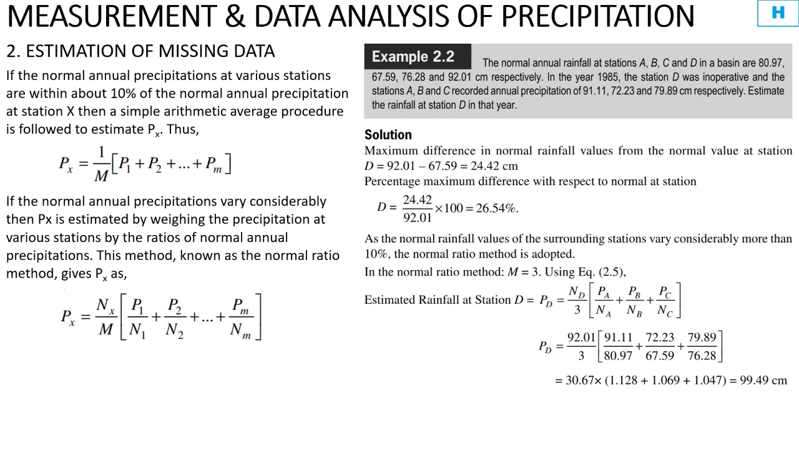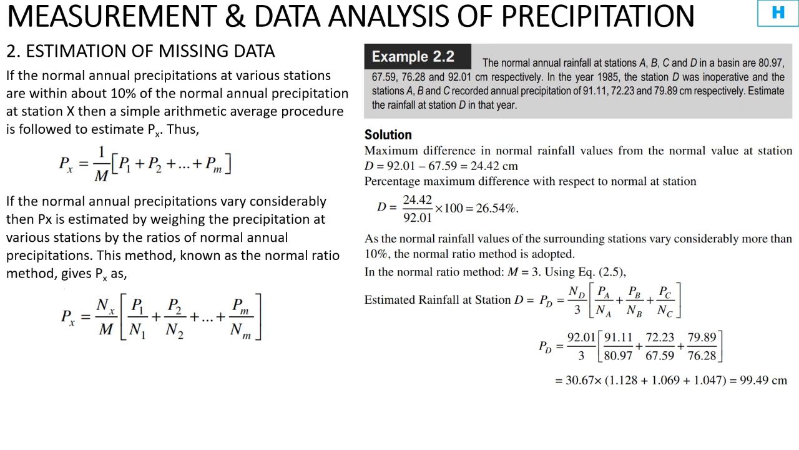So estimation of missing data. So, kunwari, meron kang 6 rain gauge stations. Suddenly, nag-broke down yung isa. So, hindi siya makapag-record ng data for 1 year or ganyan. So, you have to estimate yung missing data using yung recorded ng iba pang natirang rain gauge station.